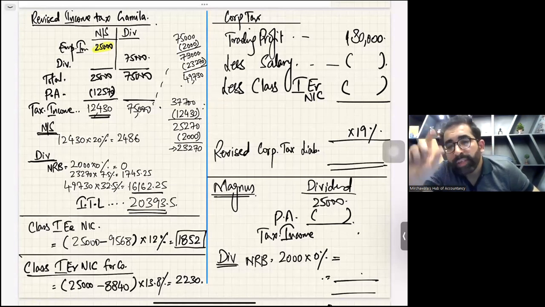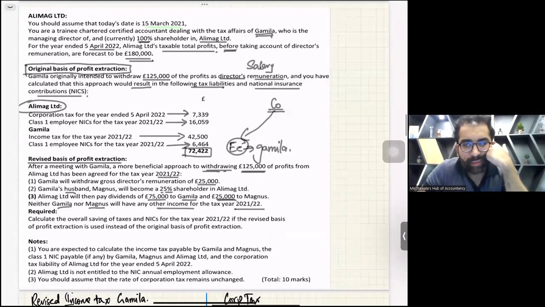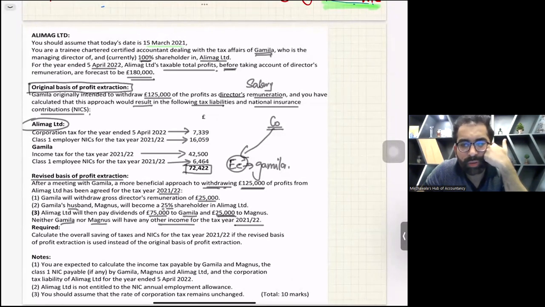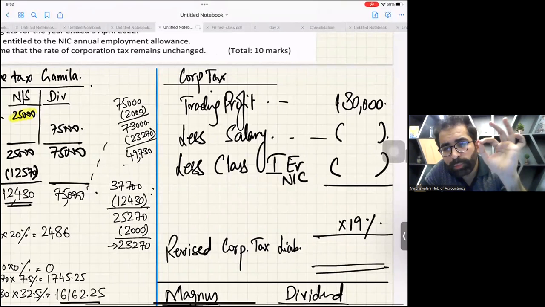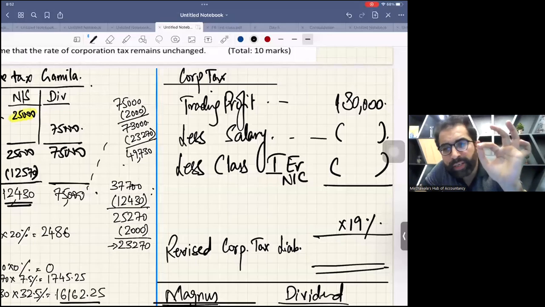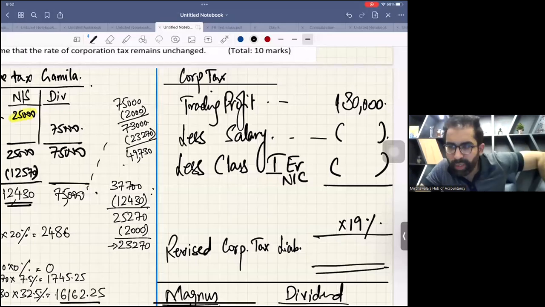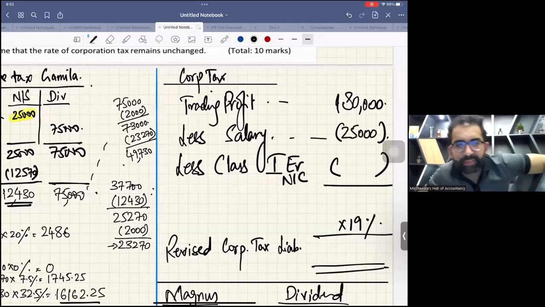Now come to the company. In the question, if you guys want to take a picture of the question, you may, this is the question. If you want to take the picture, because I move the screen, you can take it, right? It was written clearly in the question that this 180,000 profit is before deducting director's remuneration. Now in this revised package, the salary of Gamila is 25,000. And yes, for the company, this is an allowed expense.